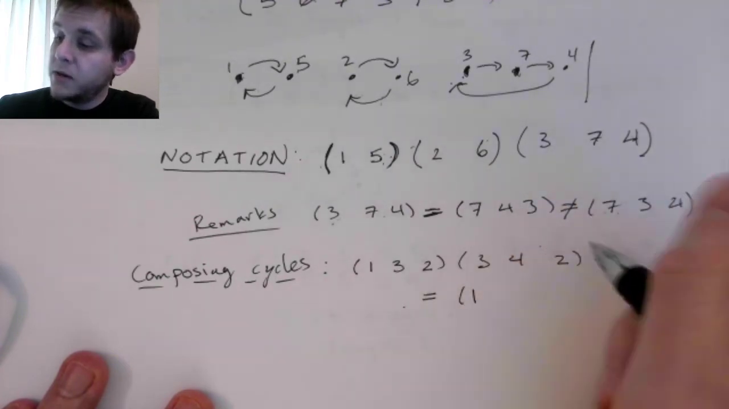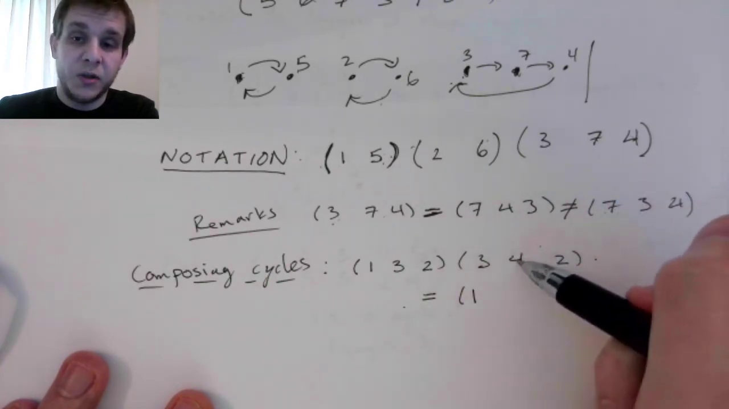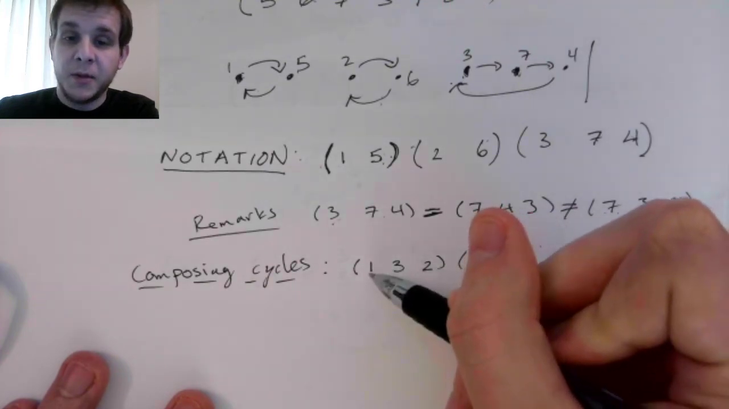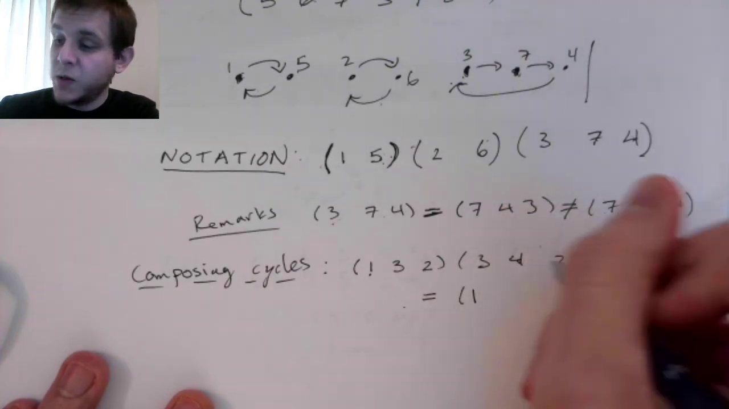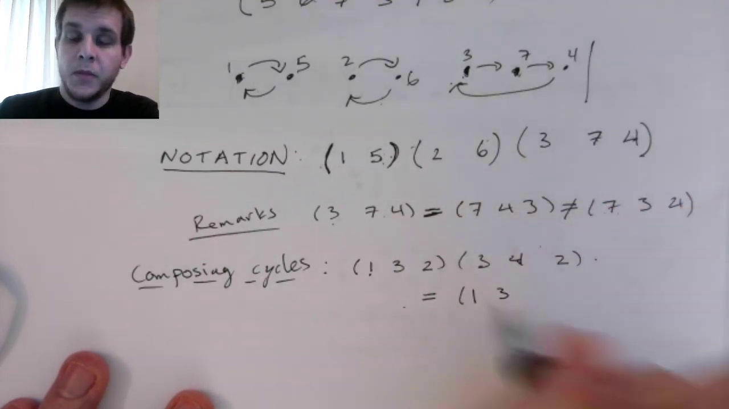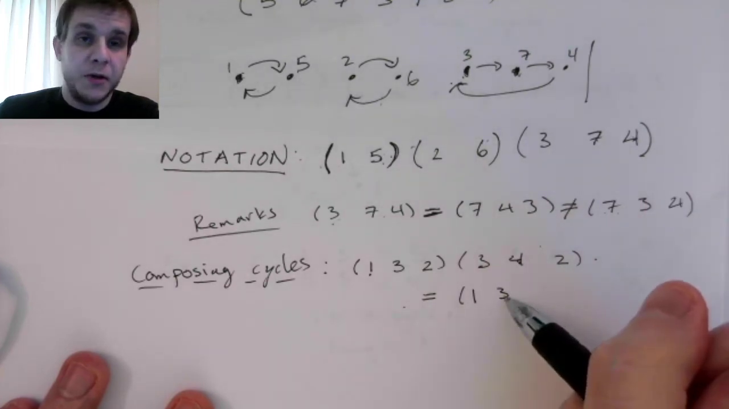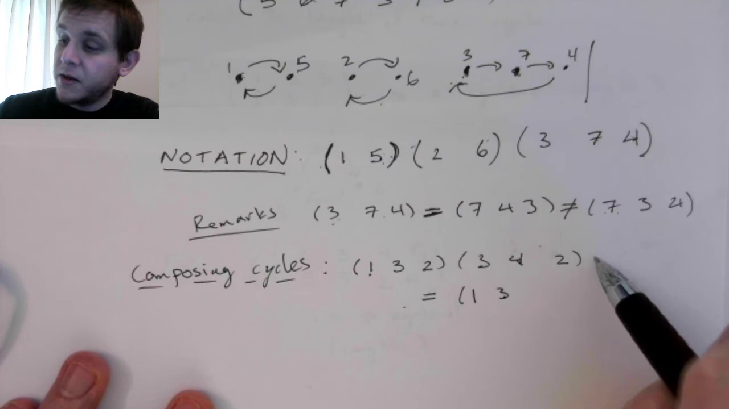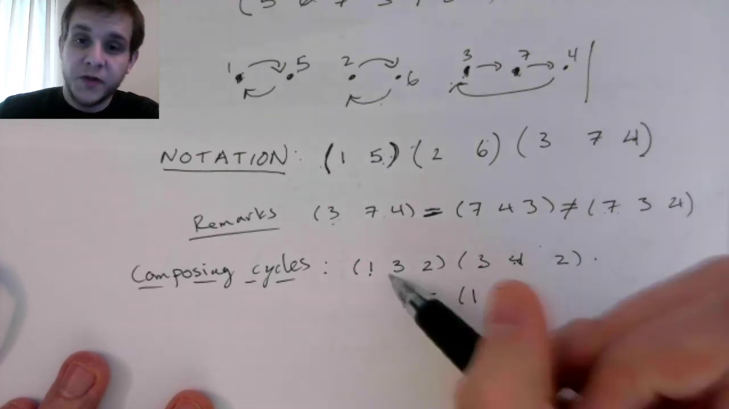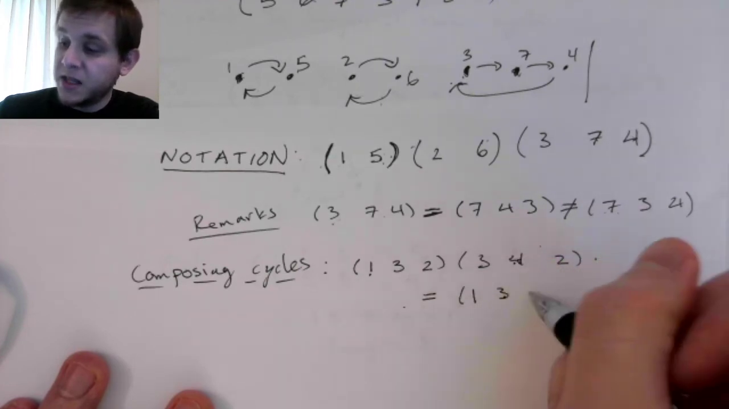So 1 under this permutation is fixed, right? So 1 gets sent to 1 because it's not part of this cycle. And then if I plug it into this one, it gets sent to 3. So when I do this one and then this one, 1 gets sent to 3. So now I want to finish the cycle. And so I need to see where 3 goes. Well, if I plug 3 into this cycle, it gets sent to 4. And then 4 is fixed by this one. So 3 gets sent to 4.